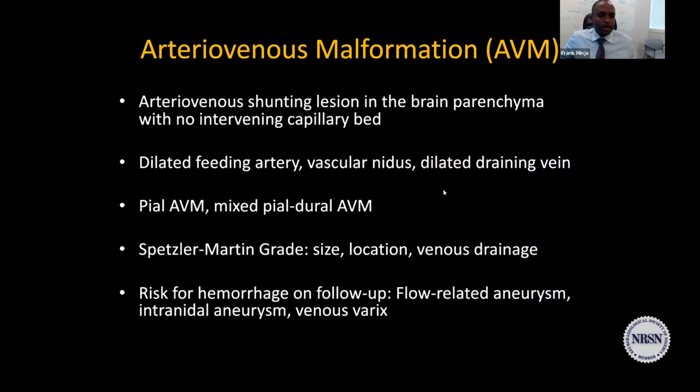Now, the classic one is typically a pial arteriovenous malformation, meaning the dilated feeding artery is typically from the so-called circle of Willis, right? It's basically from the internal carotid artery, or it's coming from the vertebral artery, but it's really supplied from the branches of the circle of Willis. However, you can have mixed pial and dural, meaning they're having internal ICA supply and also external supply. We'll talk about the grading of it, and again, this is the Spetzler-Martin grade classification, which talks about size, location, and venous drainage.